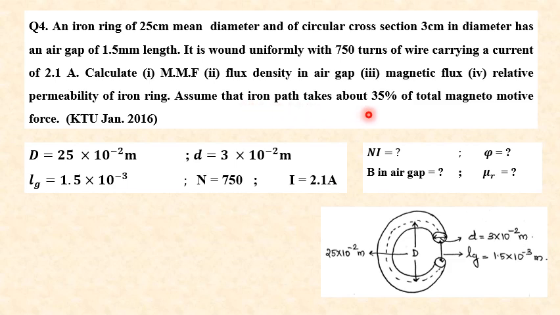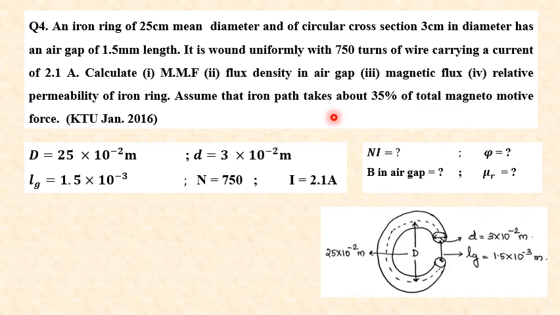In the question it is given that the iron part takes about 35% of total magnetomotive force, that is MMF of the iron path is 35% of total MMF. From the figure it is clear that there is only one path for flux, so this is a series magnetic circuit. Since the leakage factor is not given in the question, we can neglect leakage flux.